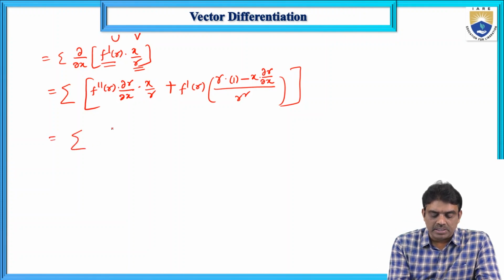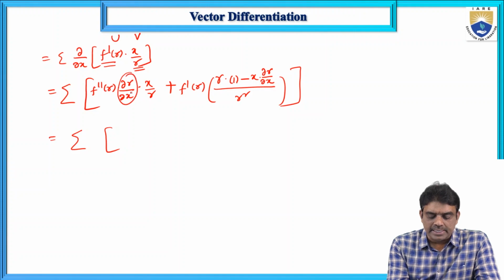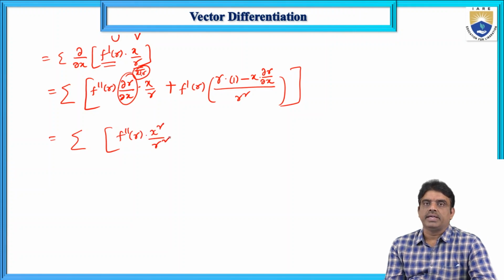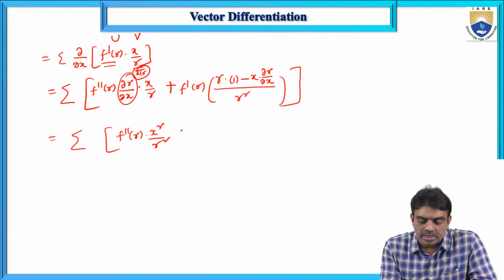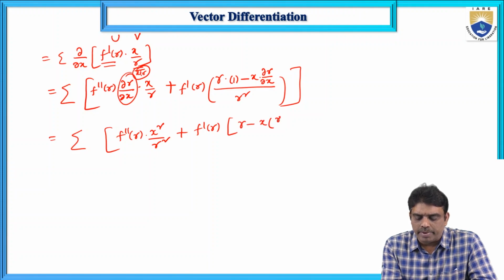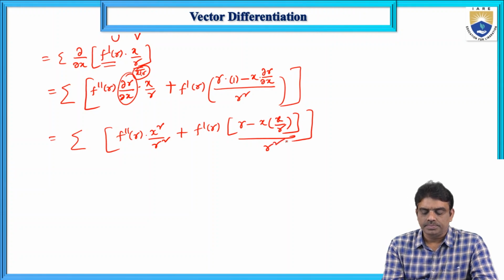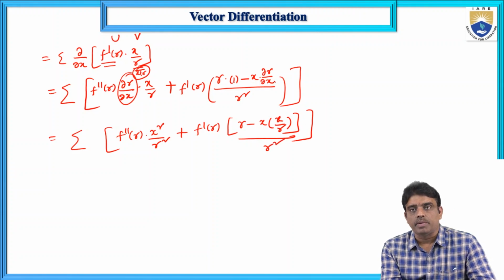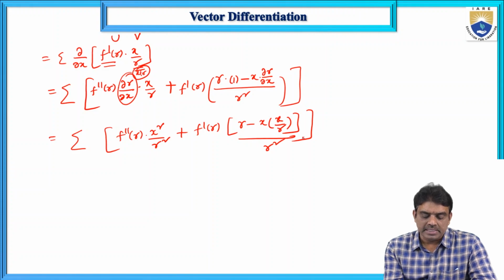So this is summation. Dou r by dou x is again x by r. Already x by r is there. So what you will get? f double dash of r into x square by r square, plus here f dash of r into r minus x into dou r by dou x, again over r square. r minus x into dou r by dou x is x by r. On replacing you will get this one.